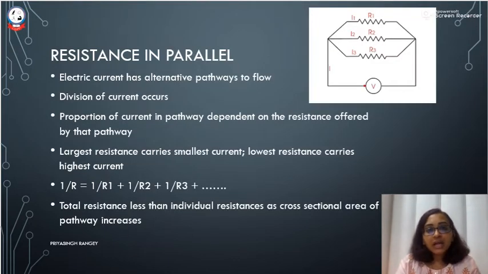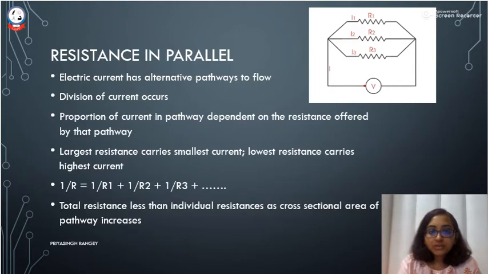Another arrangement that we see in electrical circuits is the resistance in parallel arrangement. When we say that the resistances are arranged in parallel, as we can see in the figure, you can see that the resistances R1, R2 and R3 are lying parallel to each other. They are not in line with each other.